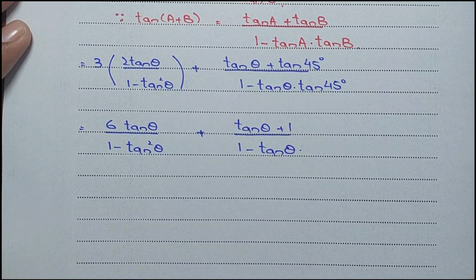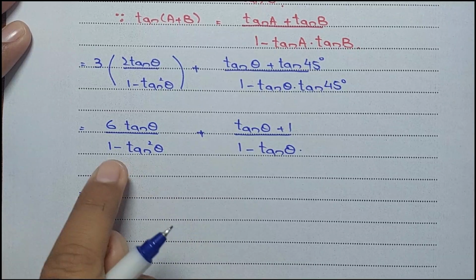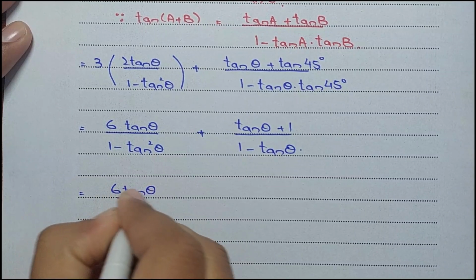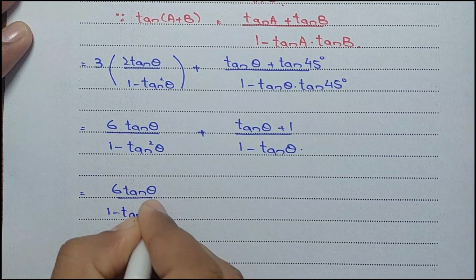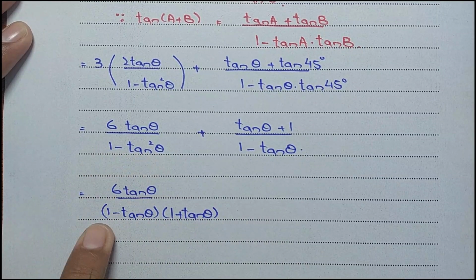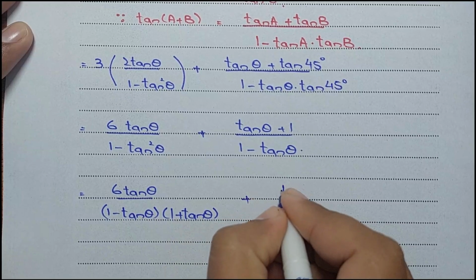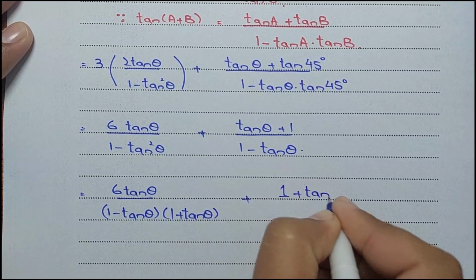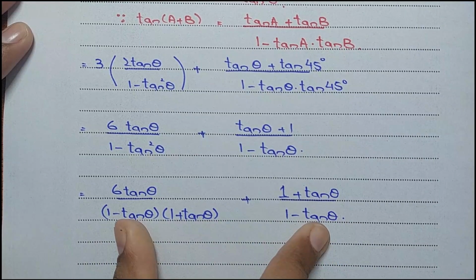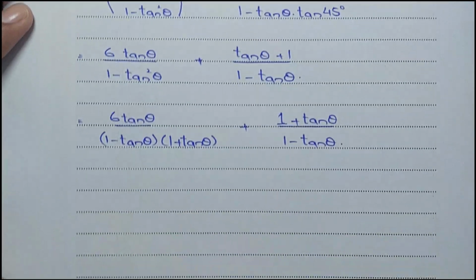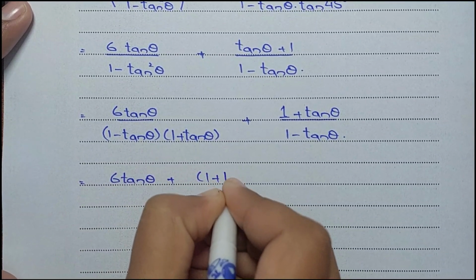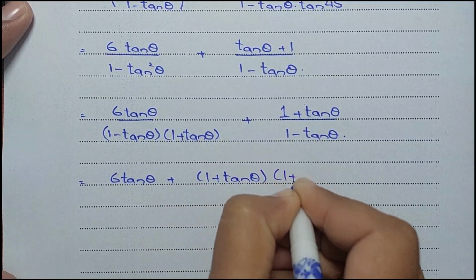Okay, now take the LCM. So 6, 1 minus tan theta. We can open this as tan theta over 1 minus tan theta times 1 plus tan theta. Difference of squares formula I applied: a squared minus b squared is a plus b times a minus b, plus 1 plus tan theta over 1 minus tan theta. Now take the LCM. 1 minus tan theta is here. Multiply with 1 plus tan theta. Okay. So 6 tan theta plus 1 plus tan theta times 1 plus tan theta.